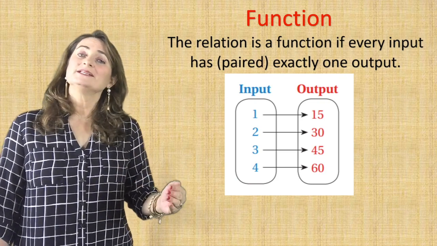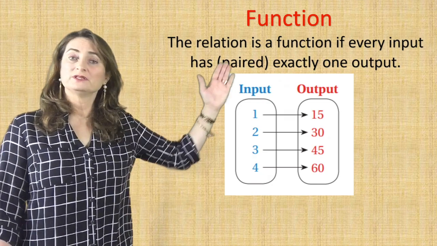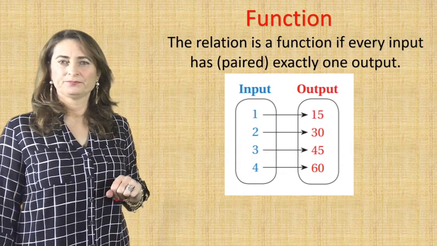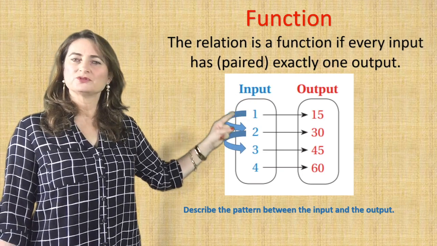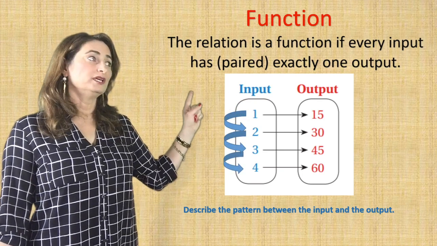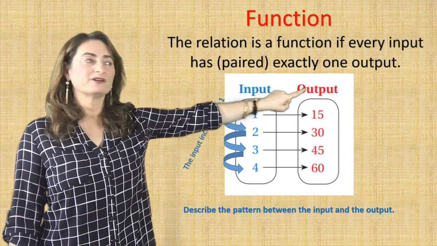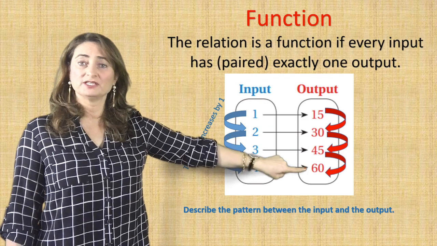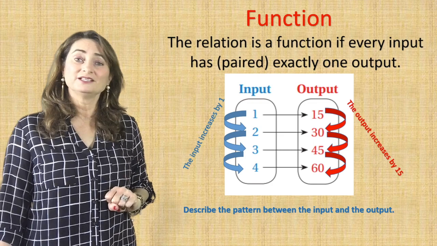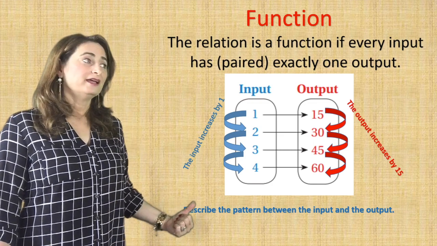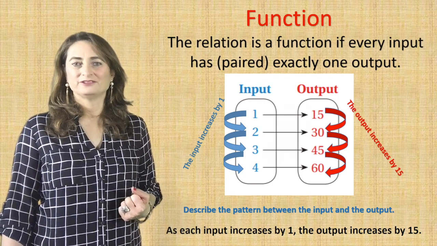Since the relation is a function, can we describe that relationship? Is there a pattern between the input and the output? Let's find out. Watch how the input goes from 1 to 2, from 2 to 3, from 3 to 4. So the input increases by 1. Now let's talk about the output. The output is from 15 to 30 to 45 to 60. That means the output increases by 15. So yes, the relation is a function, there is a pattern. As each input increases by 1, the output will increase by 15.